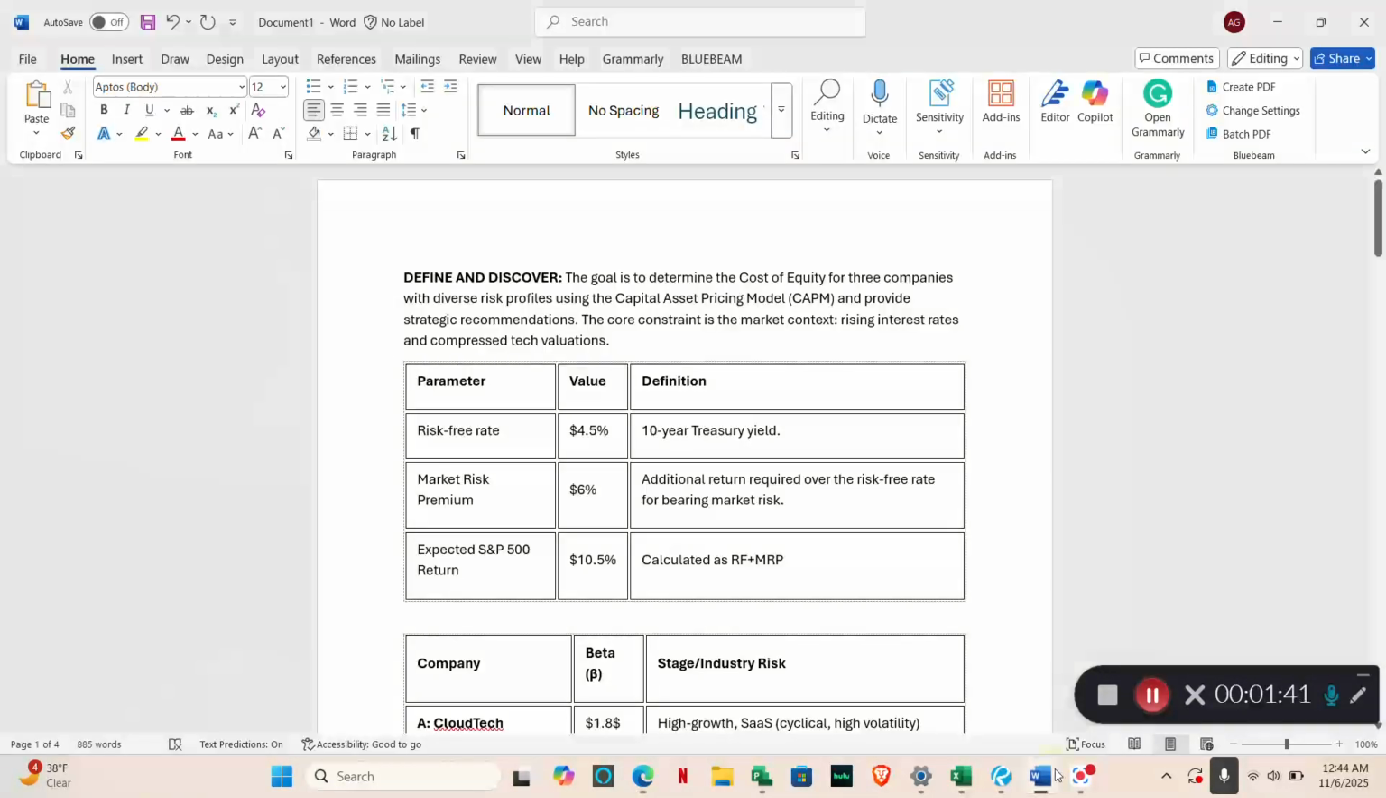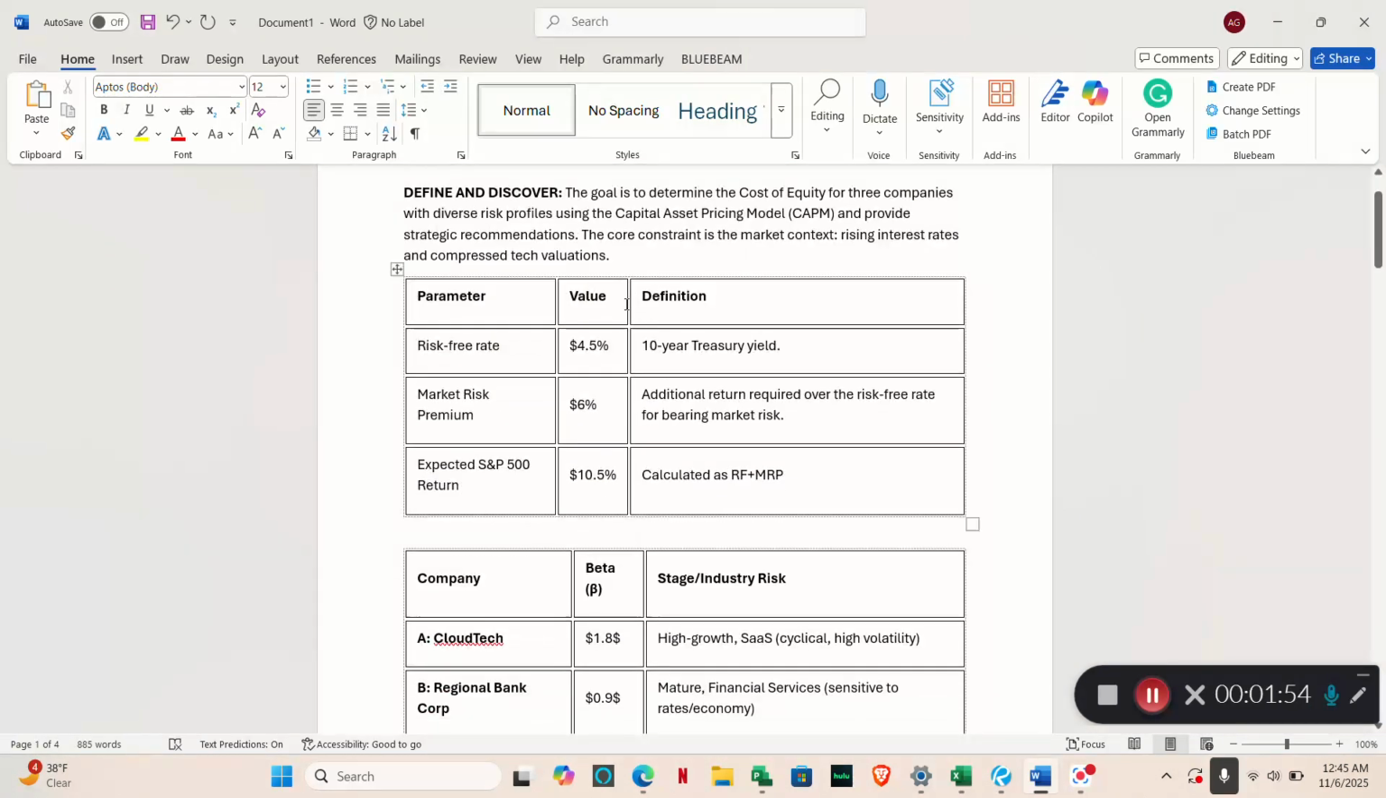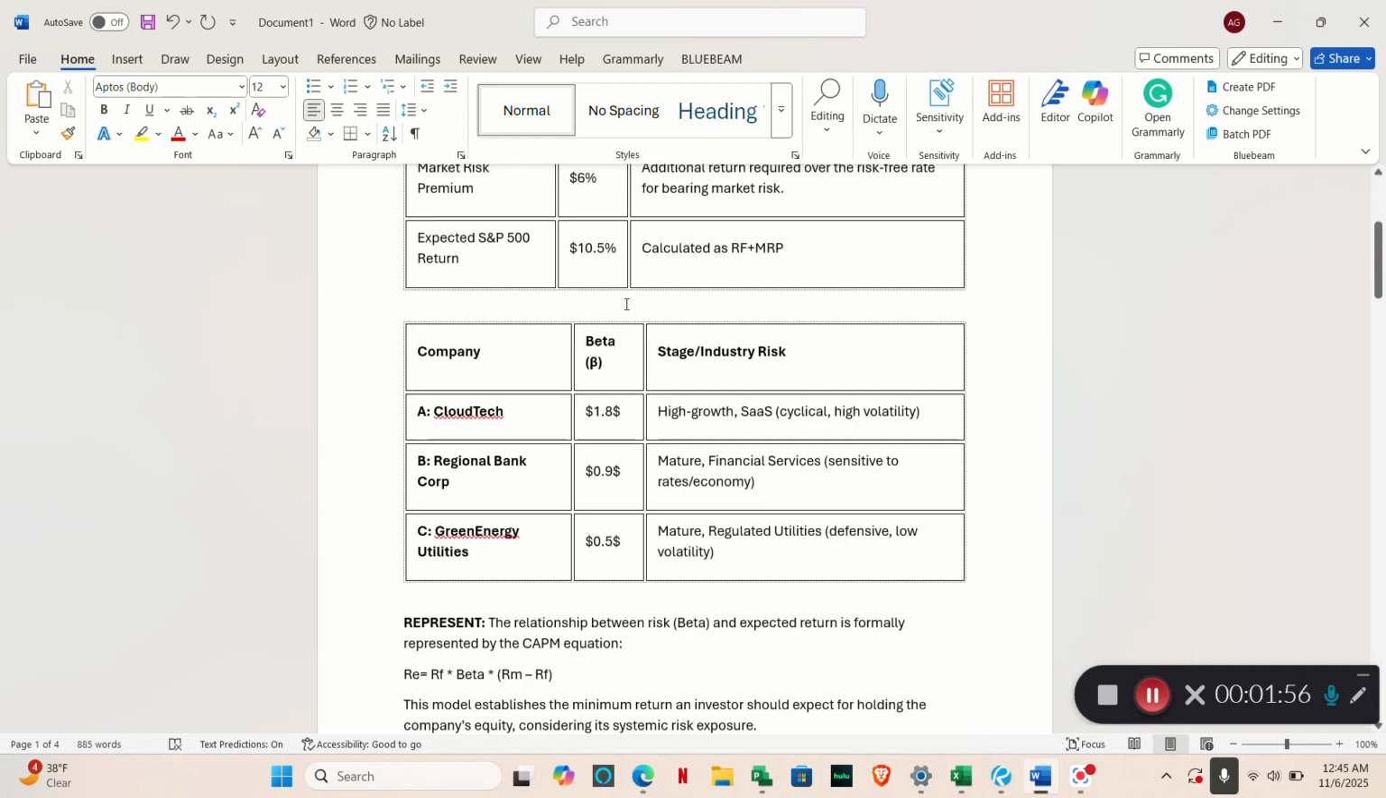So if we move to my DRIVER framework that I have, for my define and discover, the goal is to determine the cost of equity for 3 companies. I just kind of went over this. Here are the parameters and our companies.